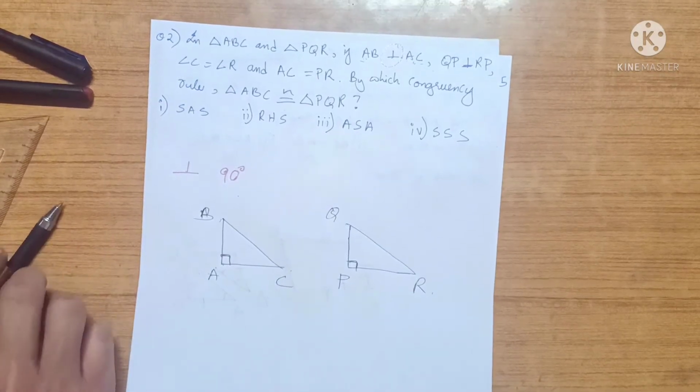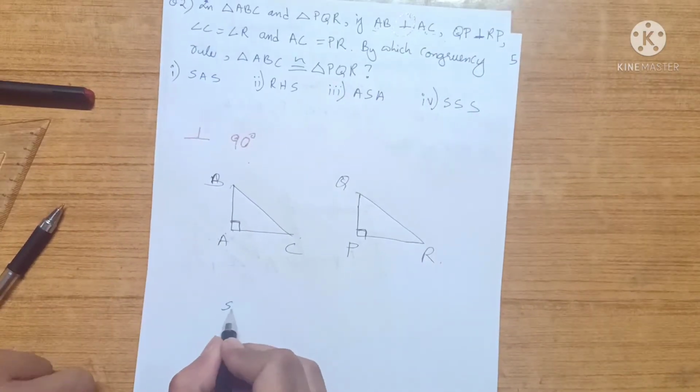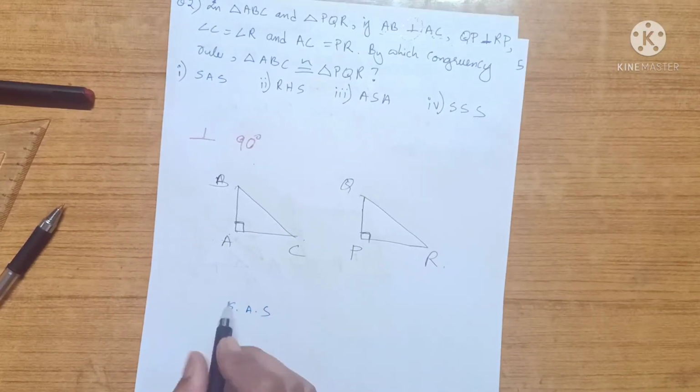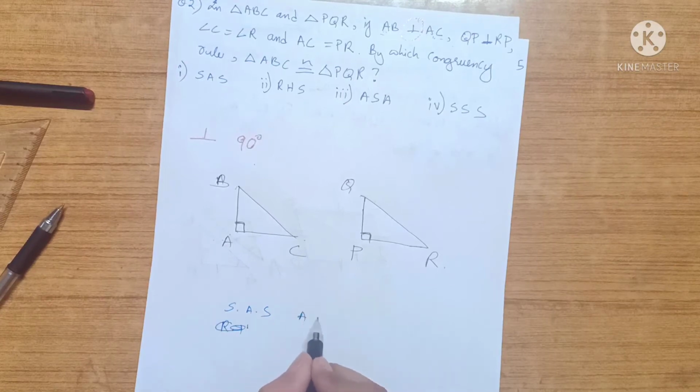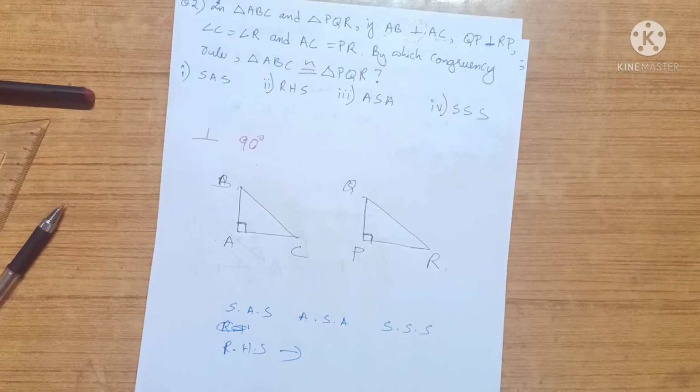Now, one rule I did not tell you yesterday was, I've already told you about SAS, two sides, one angle. I've told you about ASA, two angles, one side. I've told you about SSS. Now, what is RHS? So RHS is not right hand side, okay, by the way.